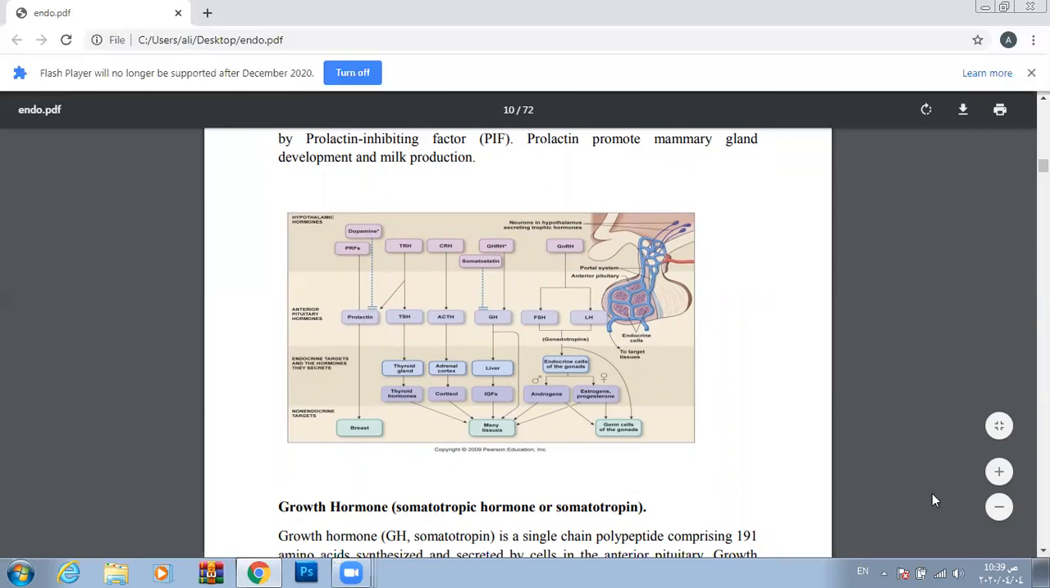And this is a nice picture for the type of cell and its hormone. Where's the effect of these hormones?